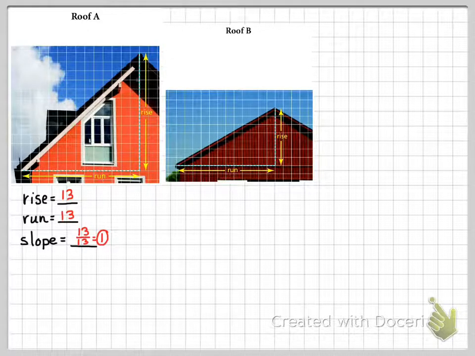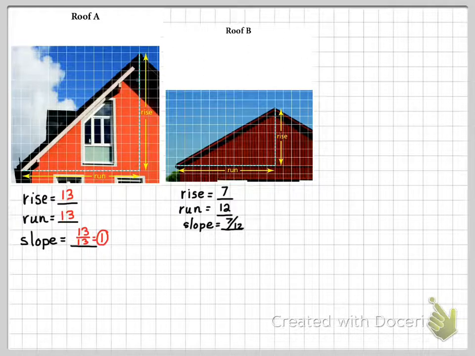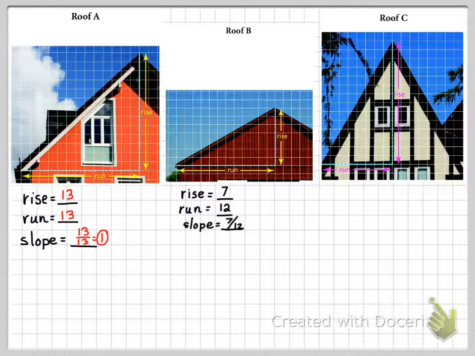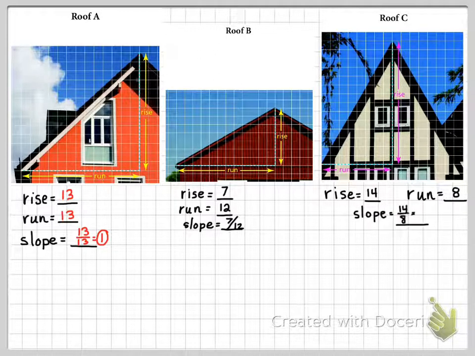In roof B, similarly, this time the slope will be less. The rise this time is only 7. The run is 12. So the slope will be 7 over 12. It's less than 1. Slope C is steeper. The rise is much greater. This time we have a rise of 14 and a run of 8. So the slope is 14 over 8, which reduces to 7 over 4.